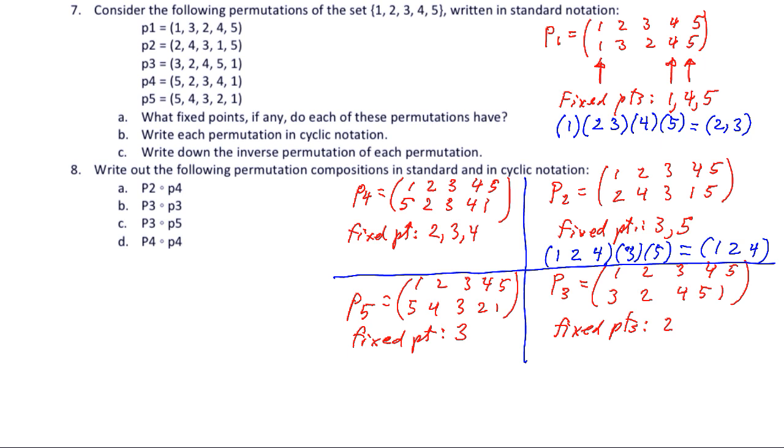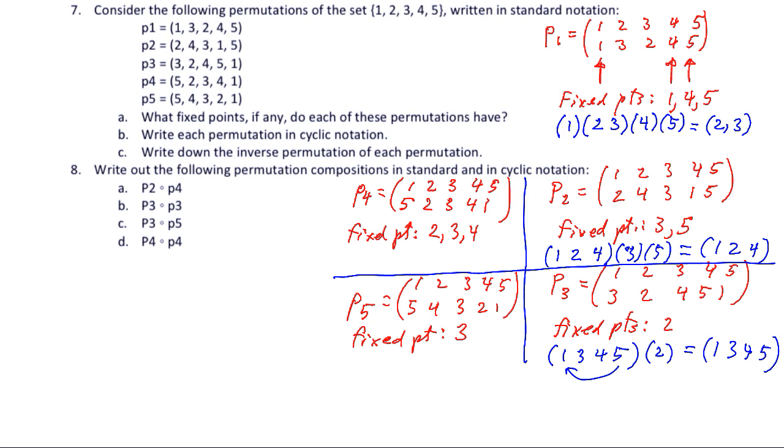For permutation P3, we have a cycle starting at 1 to 3, 3 to 4, 4 to 5, 5 back to 1. So 1, 3, 4, 5, and then it cycles around back to 1. And that leaves 2 as our only fixed point, and so we can write that as (1 3 4 5) as the cycle in cyclic notation.